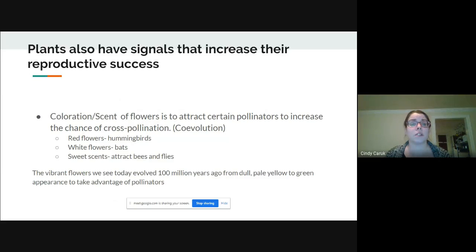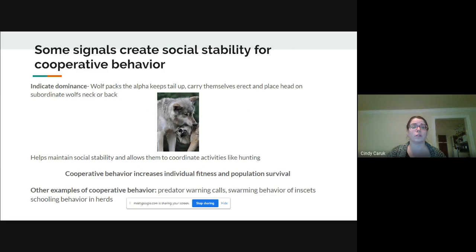Plants also have signals to increase their reproductive success. Coloration and scent in flowers. These evolved about 100 million years ago. The initial flowers were kind of dull, pale yellow to green. There's a really good documentary about them. And then your flowers start to get coloration. That is to bring certain pollinators to them, so that'll increase the chance of cross-pollinating with the same species. So red for hummingbirds, white flowers for bats, sweet scents attract bees and flies. And this is a good example of coevolution between the pollinators and the flowers.